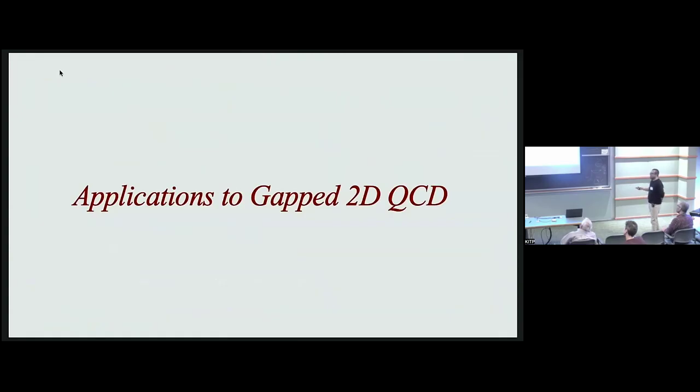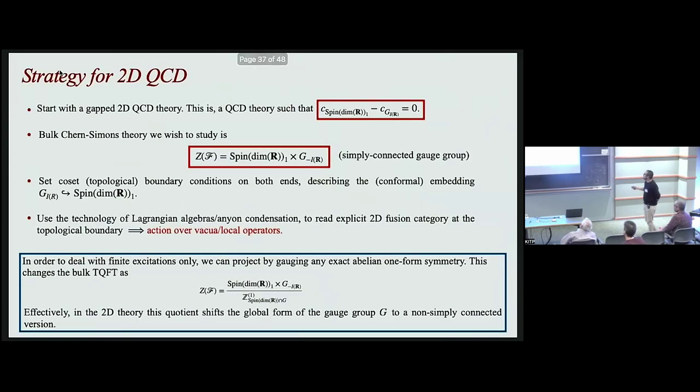So, okay, let me finally say some things about 2D QCD. I have said many things here, so let me first give you a summary of the steps for 2D QCD, which is first start with a 2D QCD theory that is gapped. As I told you, this is just a criterion on the central charges, and those are completely classified. The full table of theories is in Delmastro, Gomis, and Yu, in case you want to take a look at all the theories.